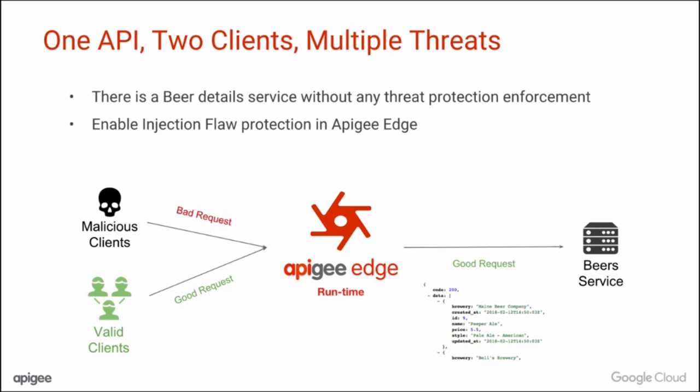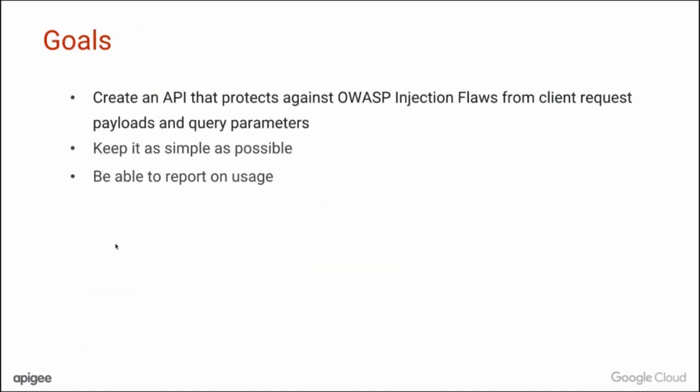Now, in this diagram, on the right-hand side, there is a RESTful beer service that is returning valid JSON data to the client. We want to only allow good requests from valid clients and detect, block, and report on the bad requests from those malicious clients. The goals are: create an API that protects against those injection flaws from the client requests, payloads, and query parameters. Keep it as simple as possible. Make it reproducible for any additional APIs, and also be able to report on the usage of those malformed requests.